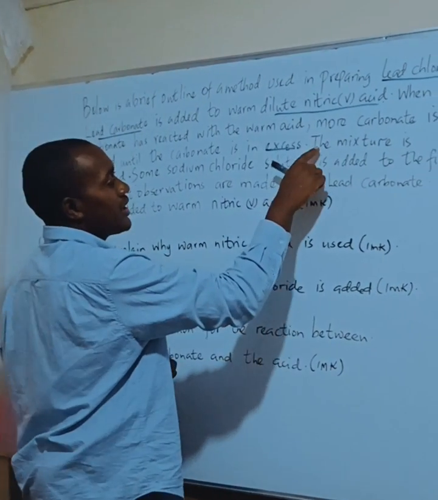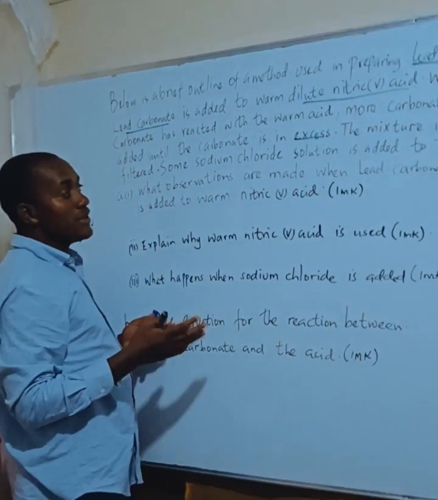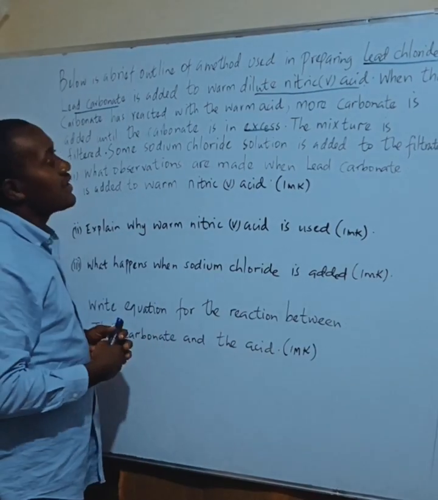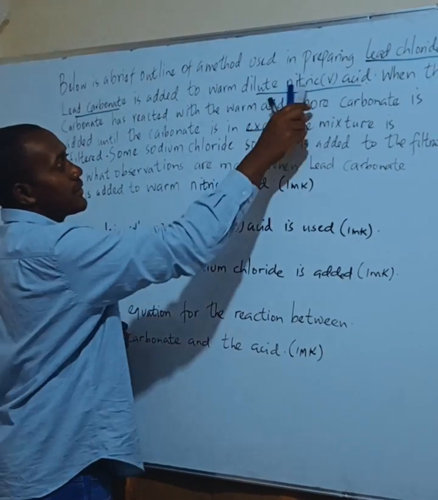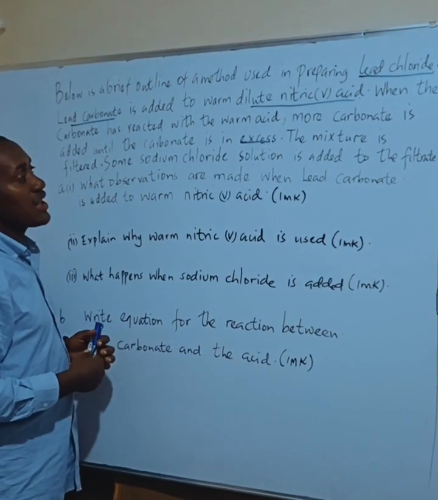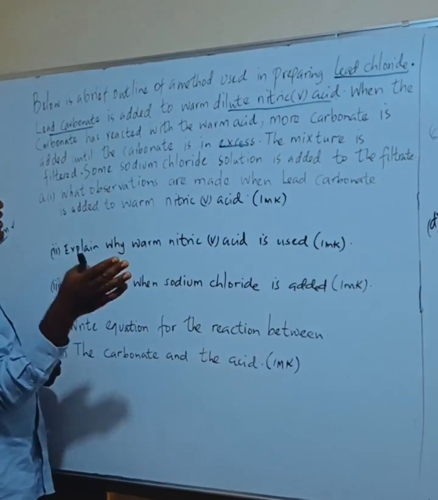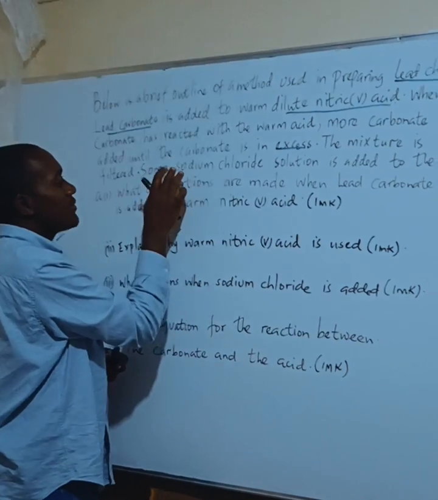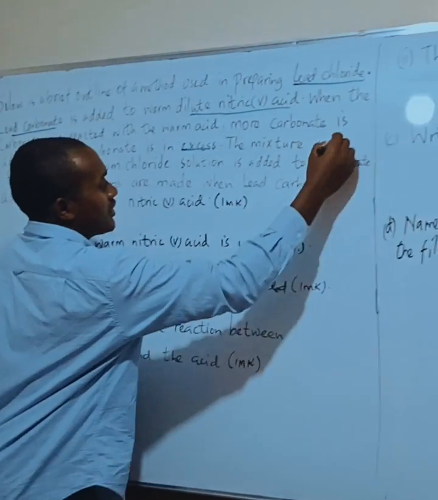After that, the mixture is filtered. Therefore, after you filter, you will obtain lead nitrate as the filtrate, because when you react lead carbonate with dilute nitric acid, it gives you lead nitrate plus carbon dioxide plus water. After filtering, some sodium chloride solution is added to the filtrate. The filtrate is lead nitrate in this case.